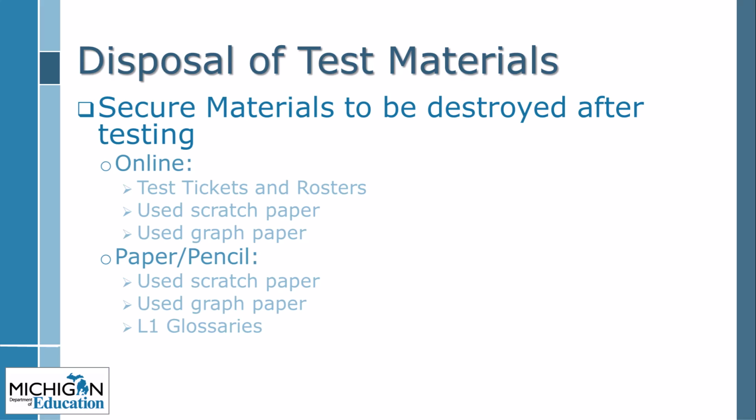Paper pencil schools have more secure materials than online testing, of course, but as far as secure materials that need to be destroyed, then we're talking about the used scratch and graph paper, L1 glossaries, that means the first language glossaries used by students learning English. All of the rest of the secure materials in paper/pencil testing have to be returned to the scoring contractor.